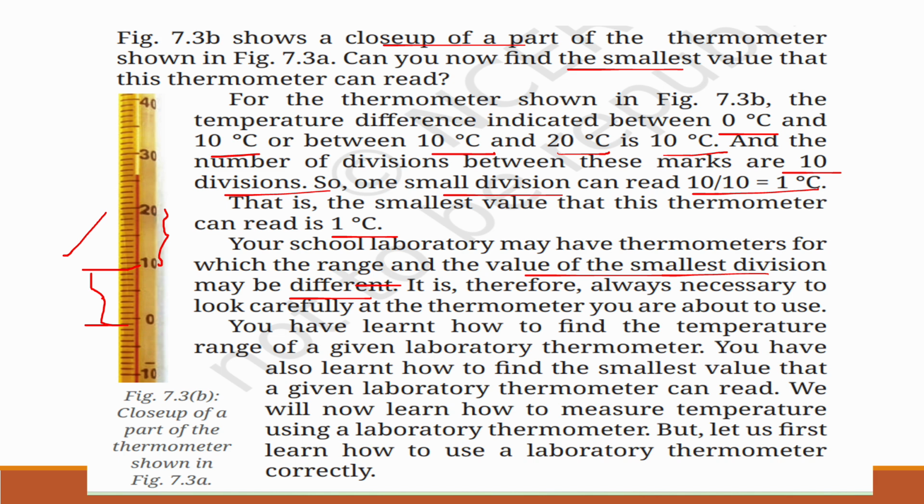You have learned how to find the temperature range of a given laboratory thermometer. You have also learned how to find the smallest value that a given laboratory thermometer can read. So, you have to find the number of smaller divisions between two bigger readings. Also, you have to find the temperature difference indicated between two bigger readings. Then you can find the smallest value that the given laboratory thermometer can read.